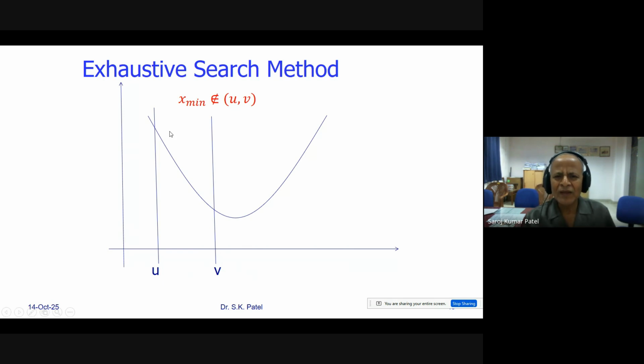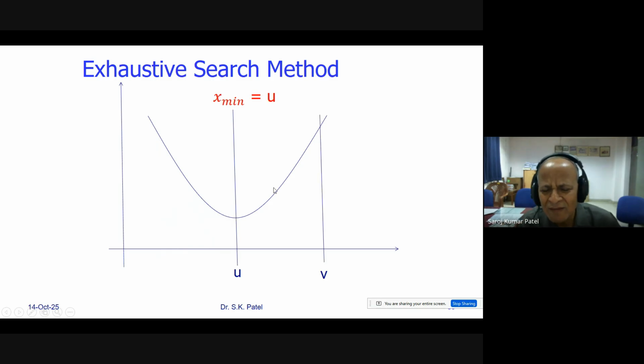See here, the u and v have been so selected initially, because the initial assumption of the search domain for x, u, v is very, very important for this exhaustive search method. And here we have so selected u, v that the minimum point does not lie in u to v. So we start from u, we keep on searching, and the value keeps getting less, less, less. We reach the extreme point, but the value has still not started increasing. So you will declare that x minimum does not lie in u to v.